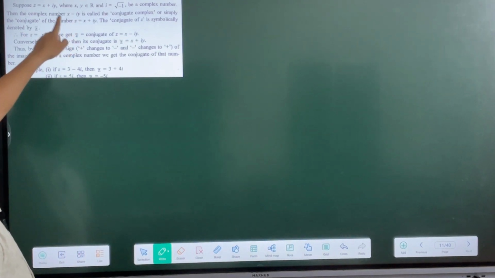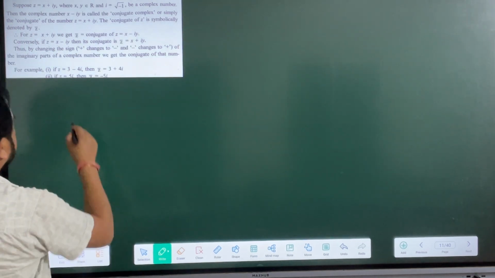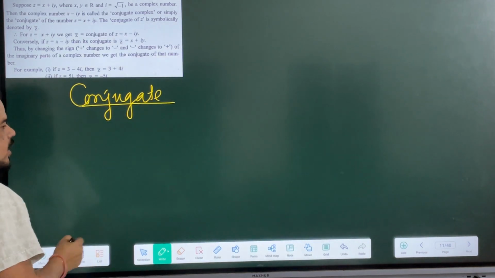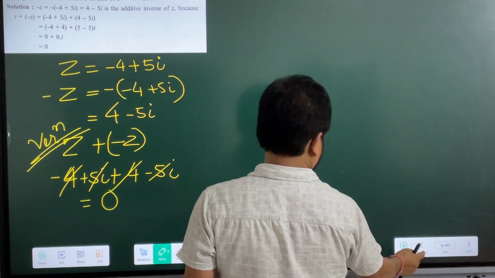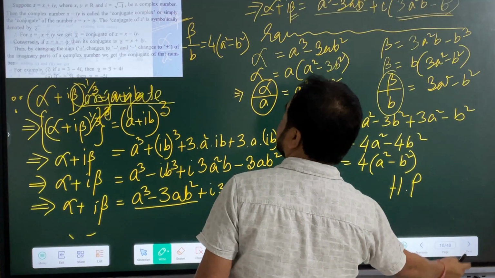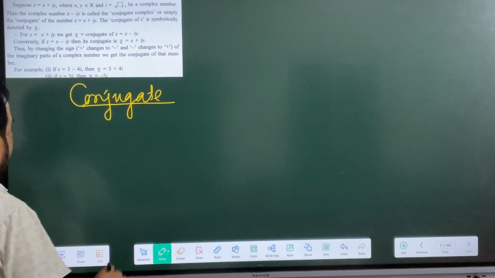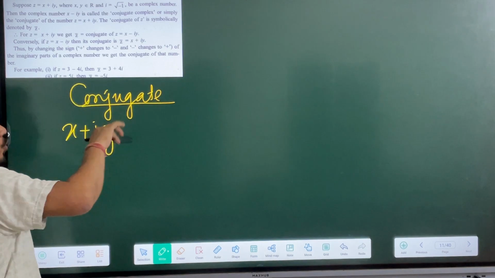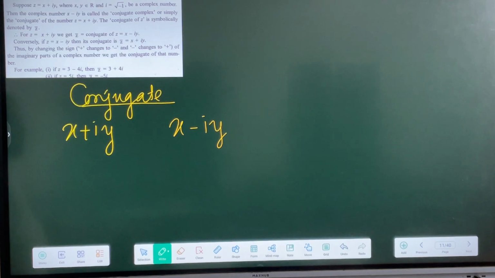Conjugate of a complex number. Z equals x plus iy. So this one we know. Conjugate is very easy. Conjugate is related to additive inverse. If z equals x plus iy, then the conjugate will be x minus iy. Look here. X plus iy is a complex number. Its conjugate will be only the imaginary part changed. The sign of the imaginary part will be changed.